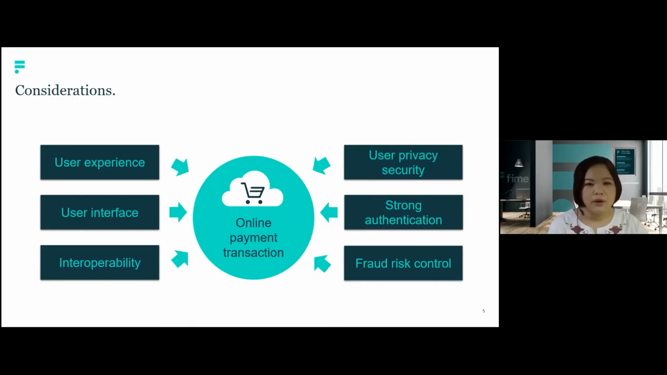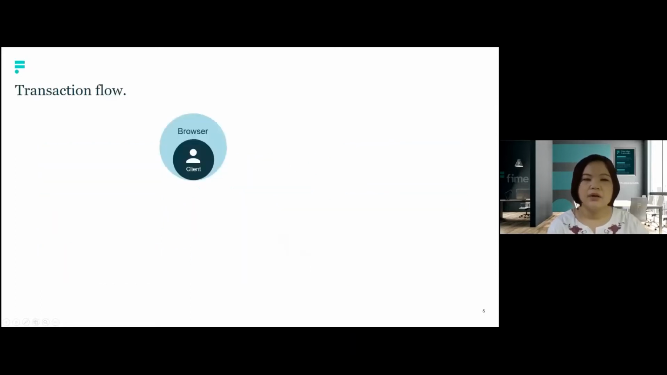So how are we going to find a balance between one side, to create a frictionless shopping experience for the user, and on the other side, to have minimum authentication steps to avoid card abandonment and reduce fraud together? So let's see how a general transaction flow looks today.